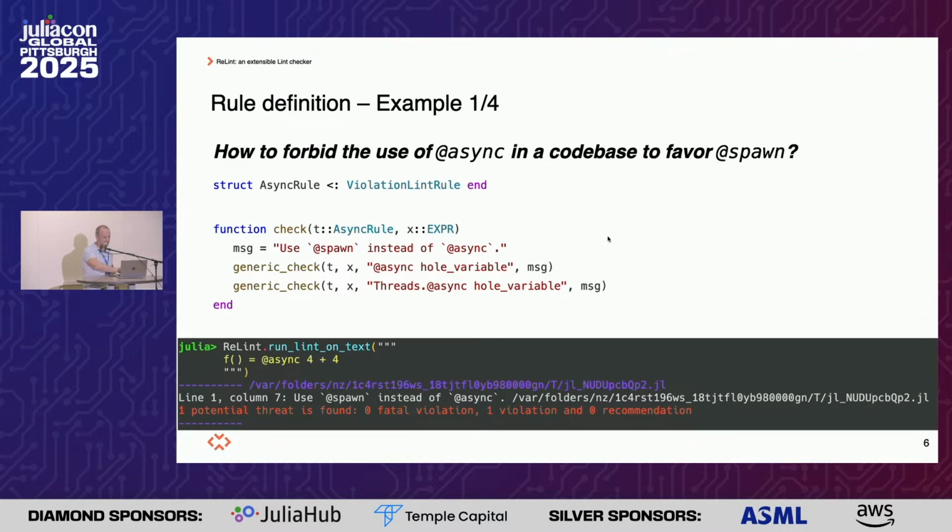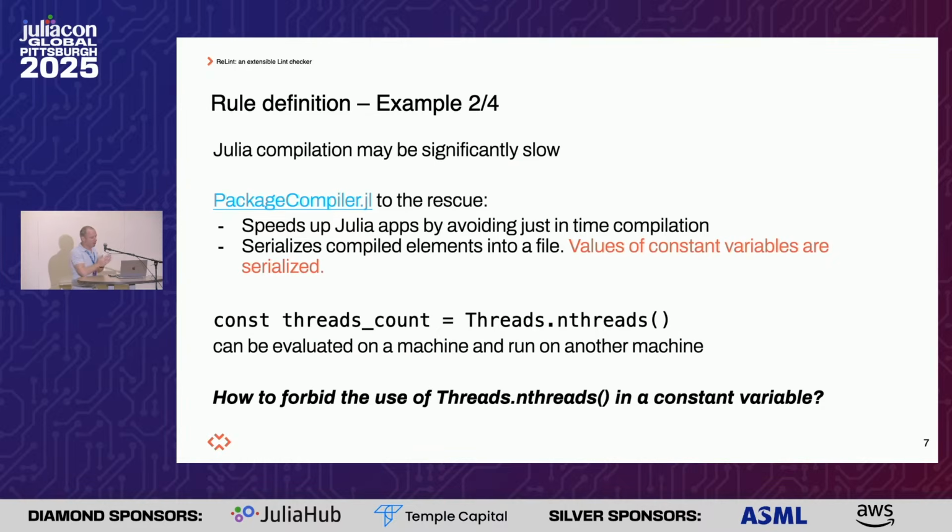As a second example here, I want to talk about Julia compilation. Julia compilation may be significantly slow, and that could be a significant issue. Again, if you just have a few hundred lines of code, this may not matter. But as soon as your software is very large, as ours is, and especially when you use types in very exotic ways, then Julia compilation can really be a burden. Thankfully, there is this package, PackageCompiler.jl, which is very useful. It speeds up Julia apps by avoiding some just-in-time compilation. And the idea of PackageCompiler is that it serializes all the compiled elements into a file.